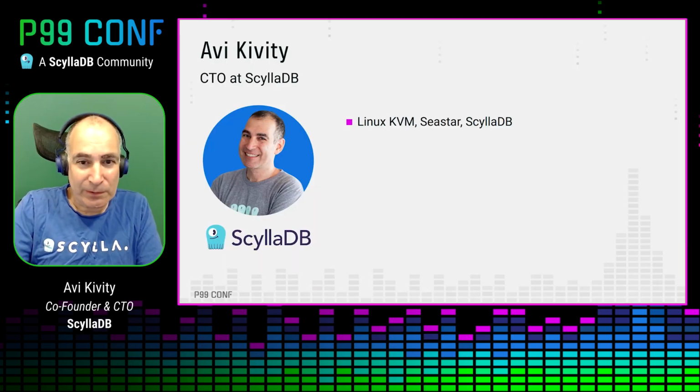Hello, everyone, and today we'll talk about designing a query queue for ScyllaDB. My name is Avi. In the past, I've been working on Linux KVM as maintainer and primary author, the Seastar framework, and today on ScyllaDB, a database which is based on the Seastar framework.